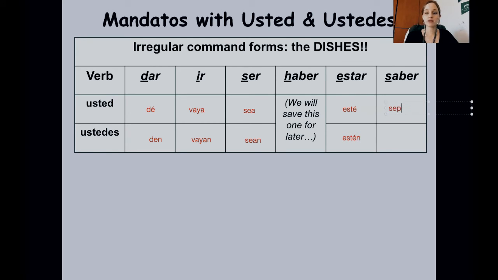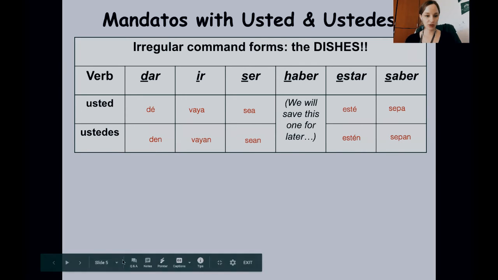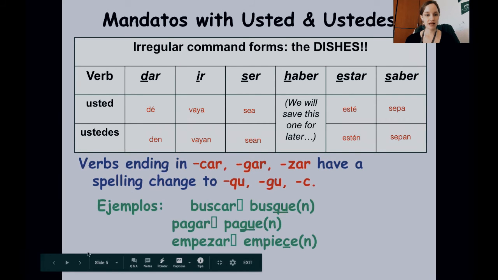And then saber, we have sepa and sepan. Make sure you have those written down. You can write the meanings down as well if you need them. So these are the irregular commands, the singular: dé, vaya, sea, esté, sepa, and the plural, ustedes: den, vayan, sean, estén, sepan.